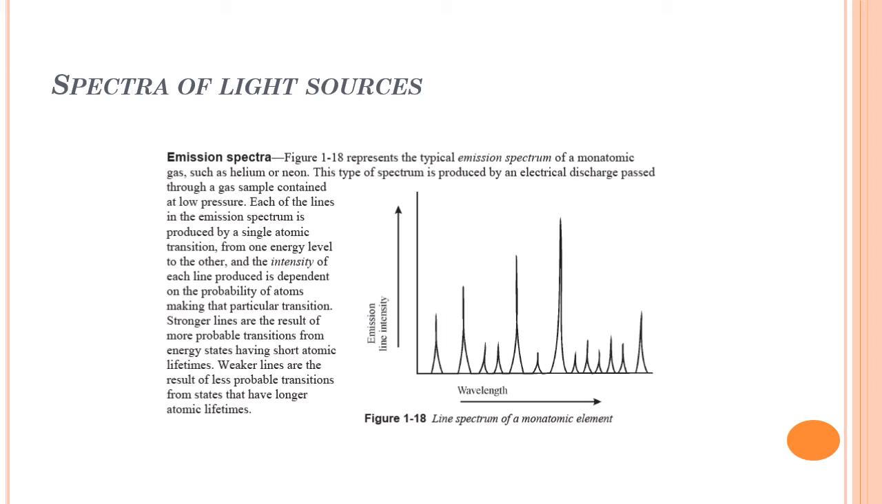of each line produced is dependent on the probability of atoms making that particular transition. Stronger lines are the result of more probable transitions from energy states having short atomic lifetimes. Weaker lines are the result of less probable transitions from states that have longer atomic lifetimes. And as you notice, the higher that peak is, the higher the intensity is. And then as I am moving to the right on this graph, my wavelength is getting bigger.